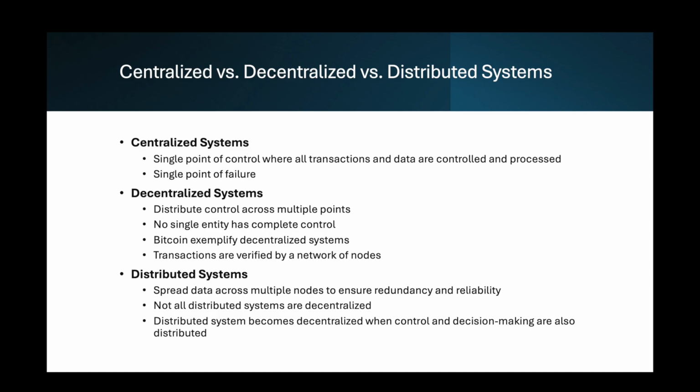Distributed systems spread data across multiple nodes to ensure redundancy and reliability. While all decentralized systems are inherently distributed, not all distributed systems are decentralized. A distributed system becomes decentralized when control and decision-making are also distributed.